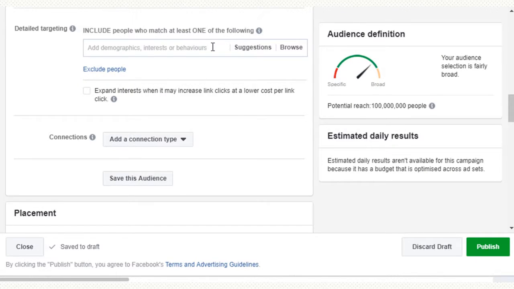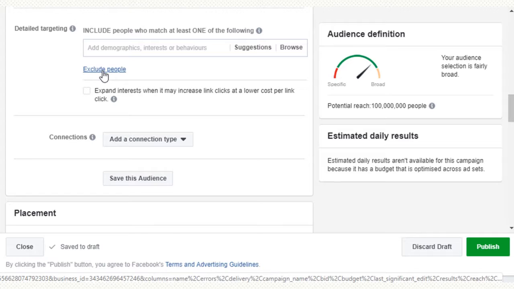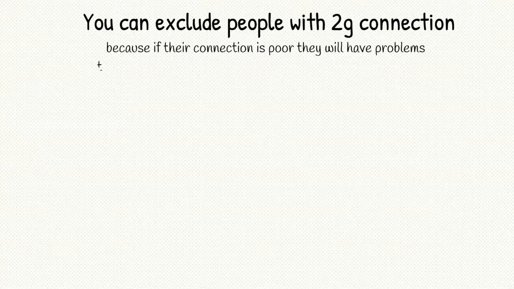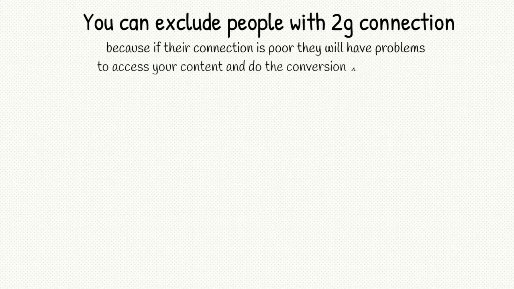You can also use this to exclude a certain type of people, which is also a very important option. For example, you can exclude people with 2G connection because if their connection is poor, they will be having problems to access your content and do the conversion action desired.